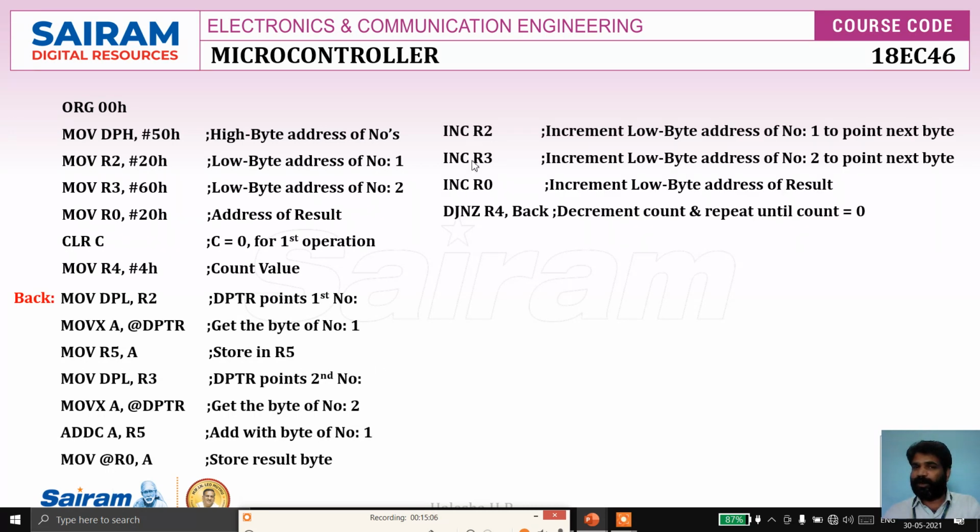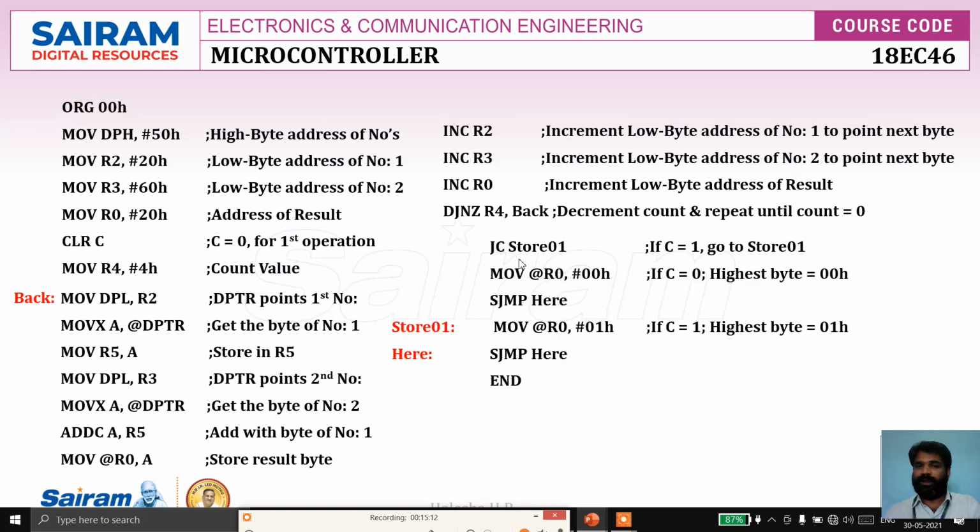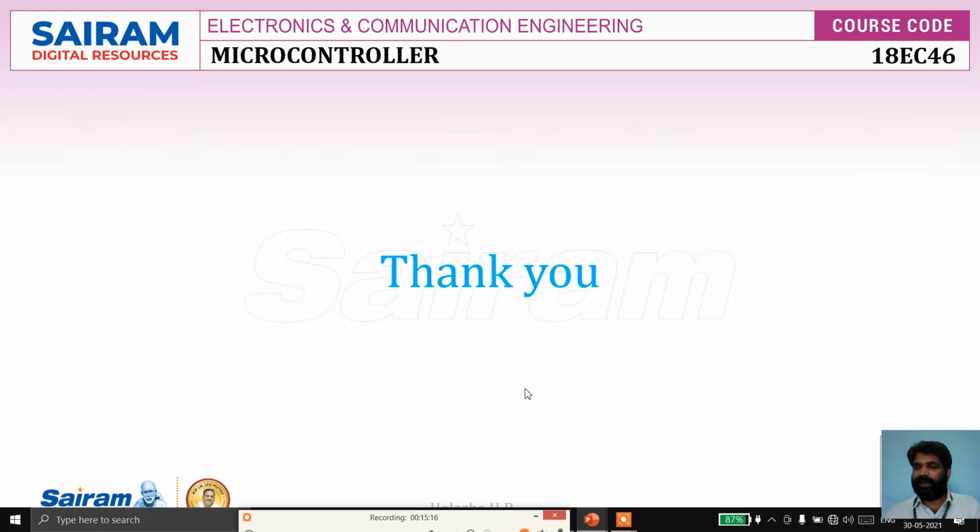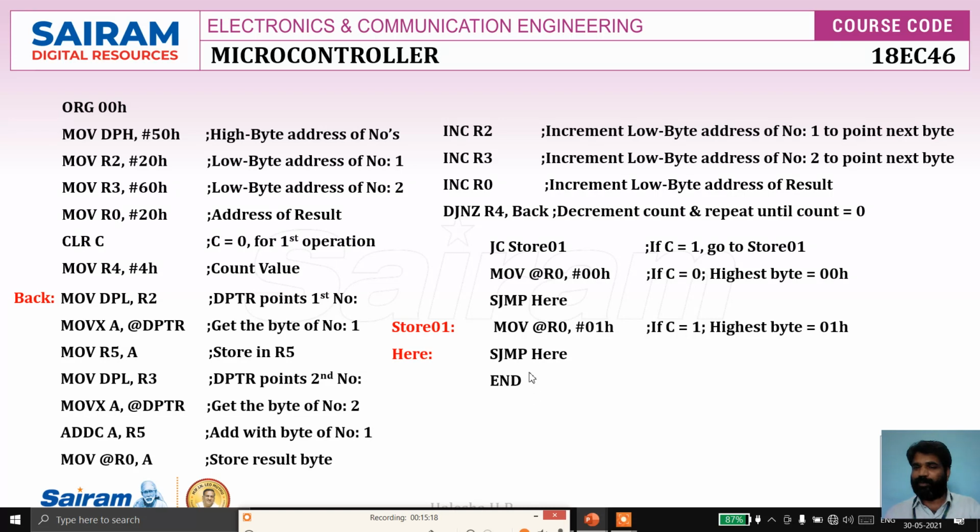This is incrementing the pointers, and this is the count value. And at the end we check the carry. This is the program for multi-byte addition.